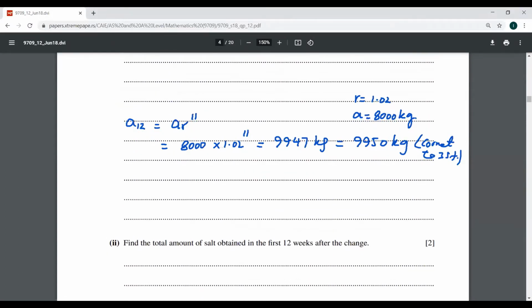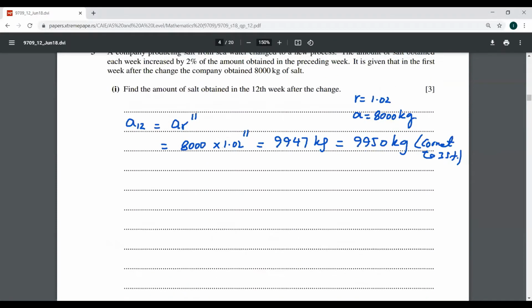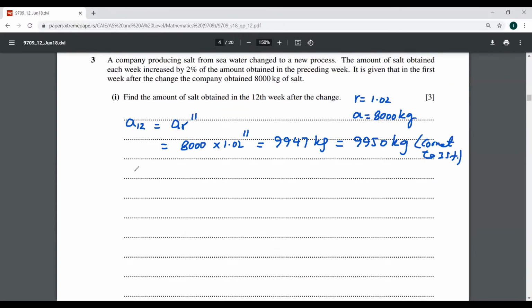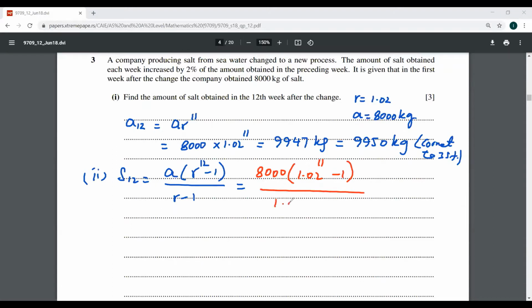Find the total amount of salt obtained in the first 12 weeks. So what do we have to find now? Sum of 12. Good. So this would be the second part here. We have to find S12. So your r is more than 1, so I'll be writing it as a into r raised to power 12 minus 1 over r minus 1. This is 8,000 into 1.02 raised to power 11 minus 1 over 0.02. Please use the calculator and tell me what you get.